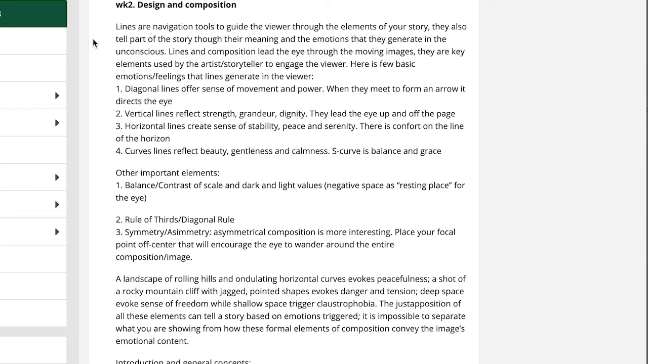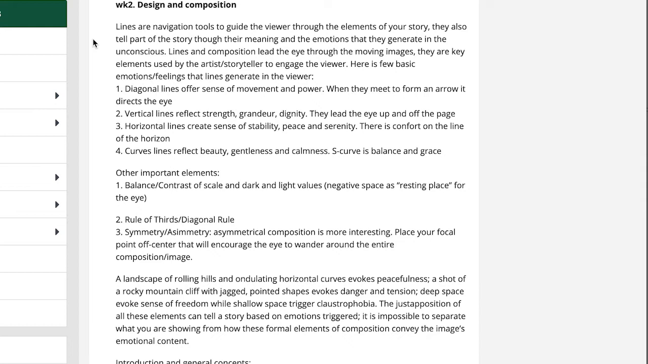Another important element you have to keep in mind when you are designing is the idea of using balance and contrast: with scale, with dark and light values, with colors, and other elements that are contrasting each other. Like when you have straight lines meeting curved lines, they really generate a dynamic effect. Other important elements are the rule of thirds and the diagonal line, and we'll illustrate it in a minute. Symmetry and asymmetry is very important.